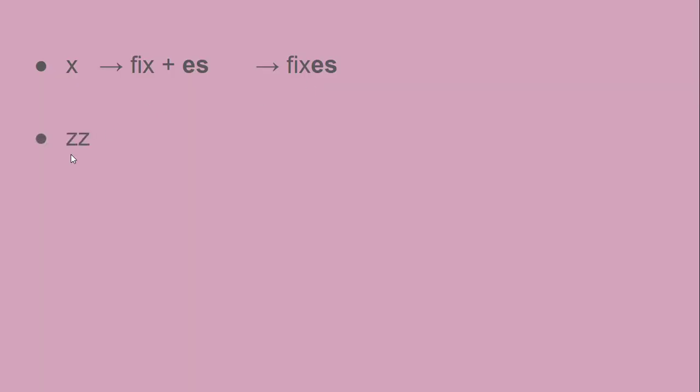For any verb that ends with the letters ZZ, Z followed by another Z, you do the same thing as above. You add es at the end of that verb. For example, buzz, it ends with ZZ. You add es at the end, it becomes buzzes. Okay? Let's keep going.